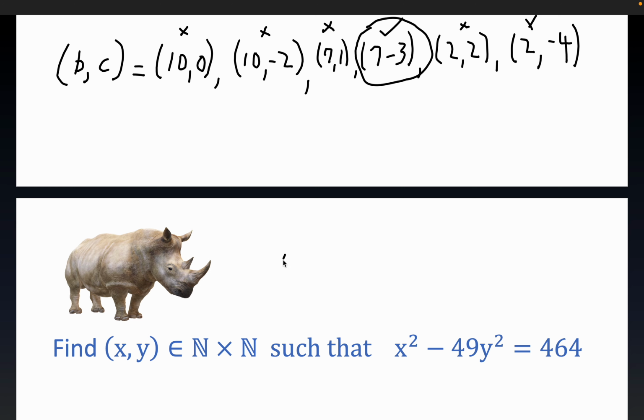Something that's in Pell equation form where it's actually easier since this is a perfect square. 49 is a perfect square. But just to be clear, I'm just looking for the positive solution.